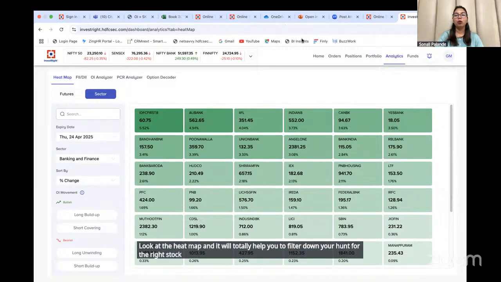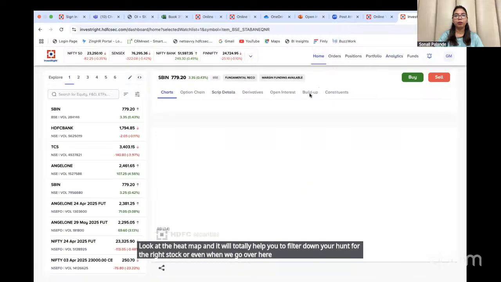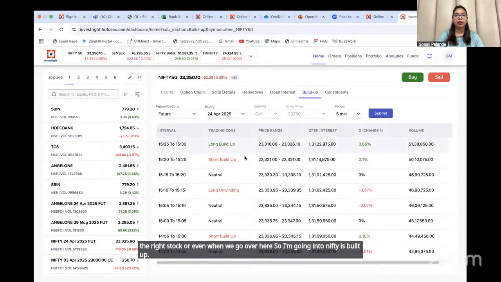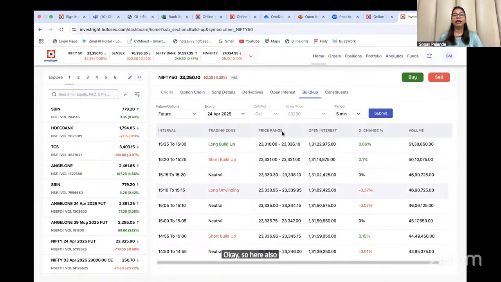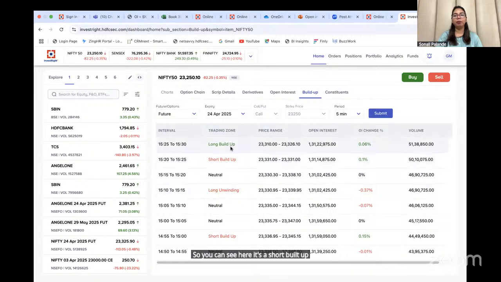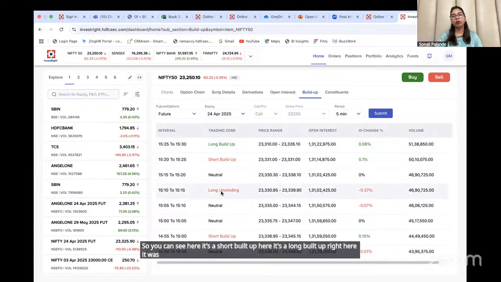Or even when we go over here, so I'm going into Nifty's built up. Okay, so here also, whenever we are trading into some very small time intervals, we get to know जब आप छोटे छोटे इंटरवल्स में ट्रेड करते हो तो आप एक ही डायरेक्शन दिमाग में लेके नहीं चल सकते हो, क्योंकि स्पेशली इंडेक्स में बहुत ज्यादा वॉलेटिलिटी होती है. So you can see here it's a short built up, here it's a long built up, right? Here it was neutral, here long unwinding was happening, here it was short built up. So हर 5 मिनट में इसका direction change हो रहा है.